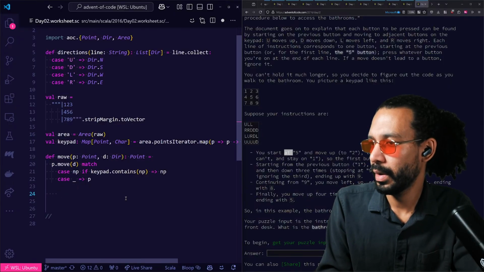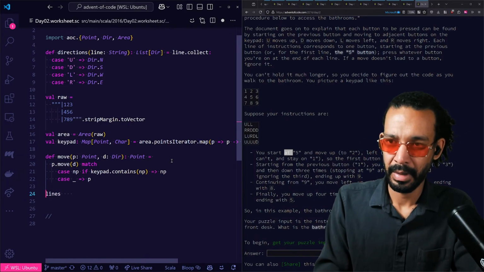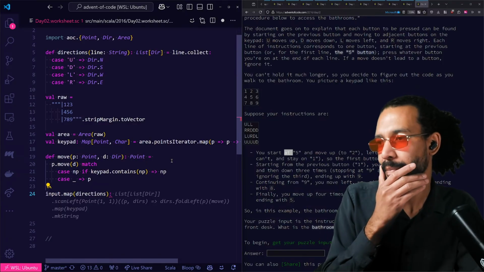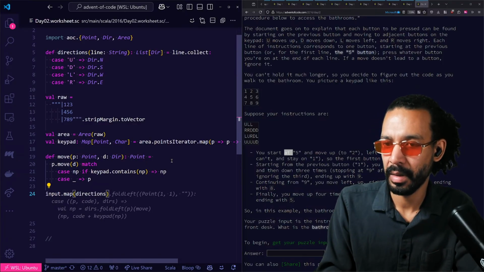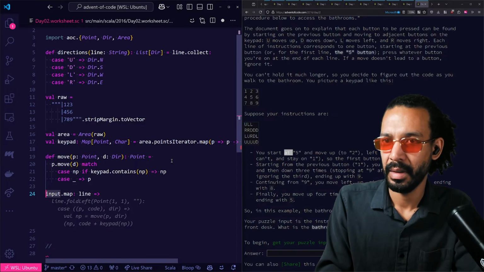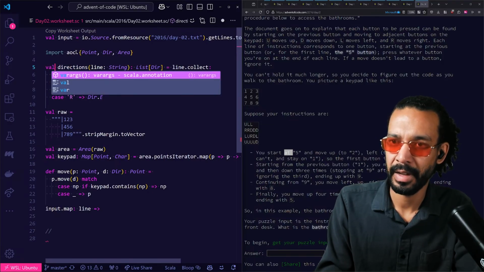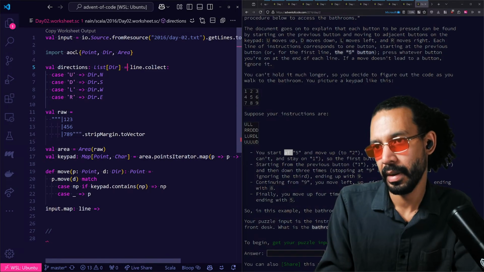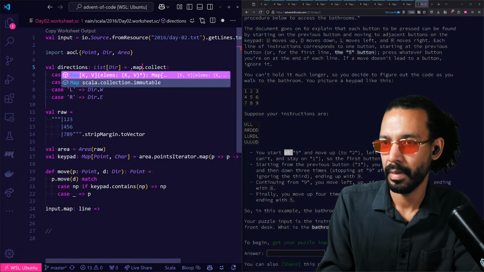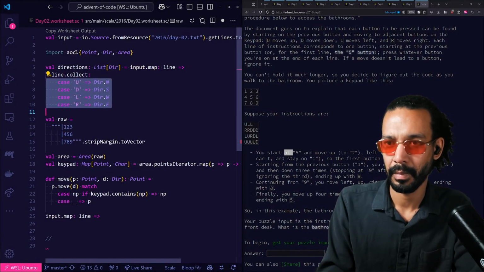And to get a code, we just do that translation for each line. So lines or input map directions. And then I guess we'll map that as well. Input map line. Honestly, this directions here should just be a map on the input. So we'll make that val directions equals that input map. There we go.